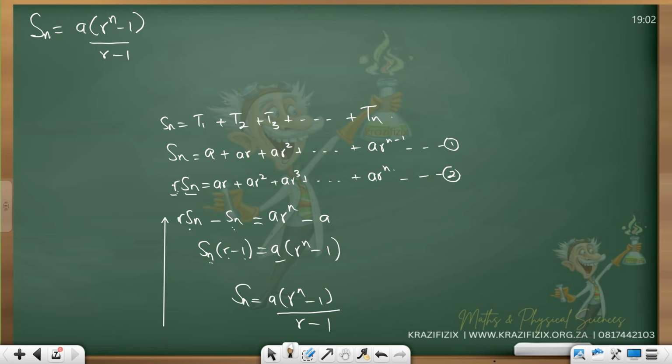Equation 1 and equation what? 2. It says R Sn minus Sn. R Sn is your equation 2. So equation 2 minus equation what? 1. We're done with the proof. No one saw you. So you don't cram anything. You're just being smart like that. And you walk through. All right.